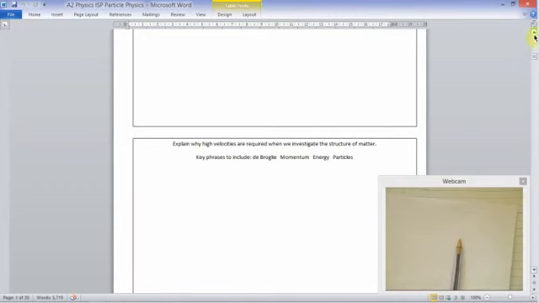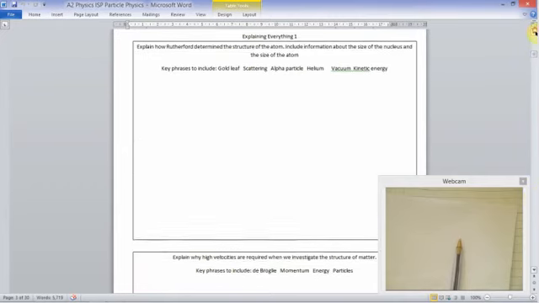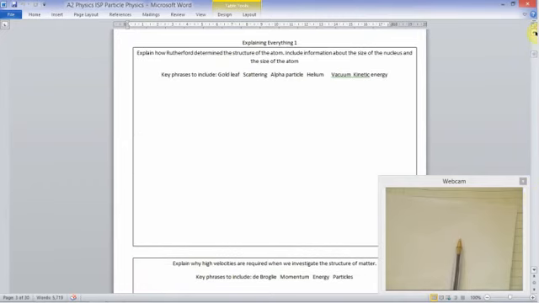So, the explain tasks are pretty straightforward. Explain how Rutherford determined the structure of an atom, include information about the size of the nucleus and the size of the atom. Okay, so remember the atom's larger than the nucleus. You've got to get your powers right. You're thinking about minus 15 and minus 12, the sort of sizes you're looking at there.